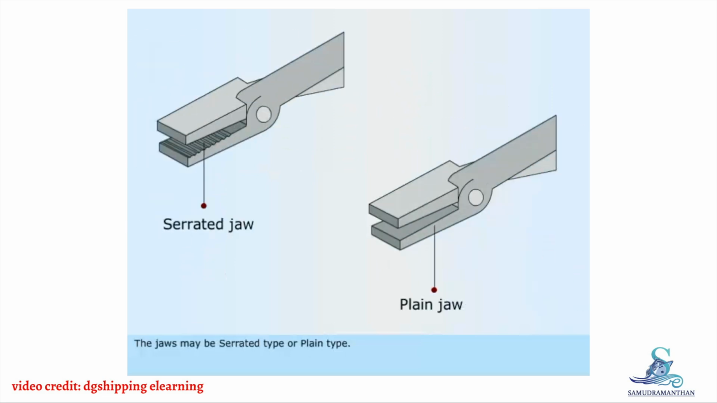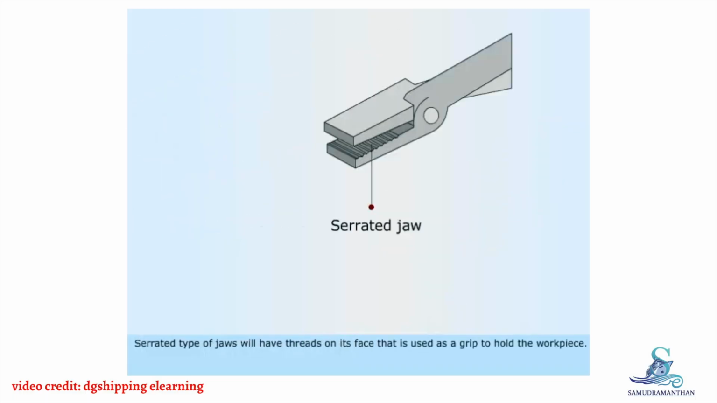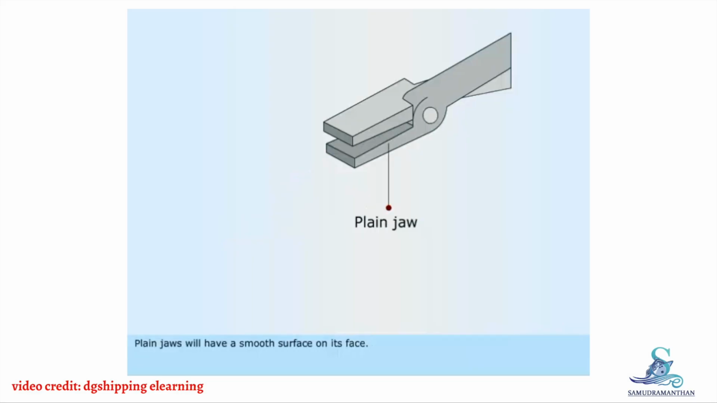The jaws may be serrated type or plain type. Serrated type of jaws will have threads on its face that is used as a grip to hold the workpiece. Plain jaws will have a smooth surface on its face.